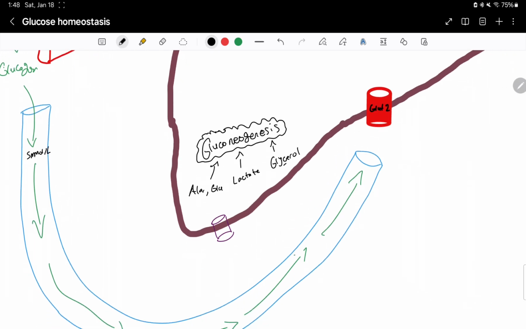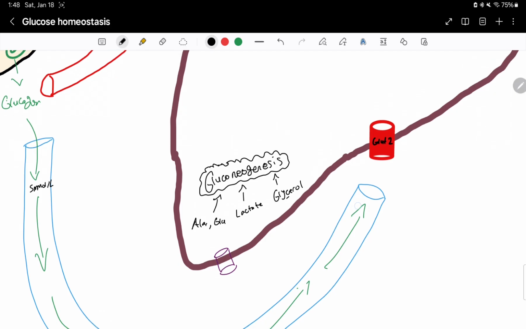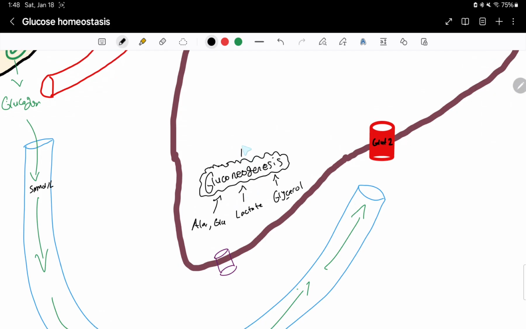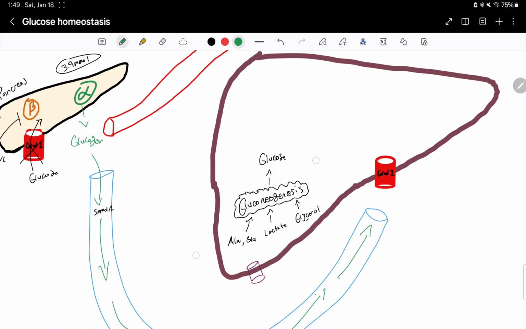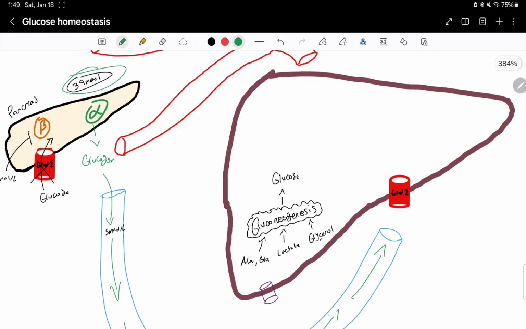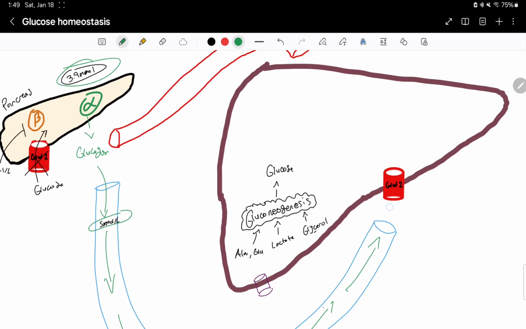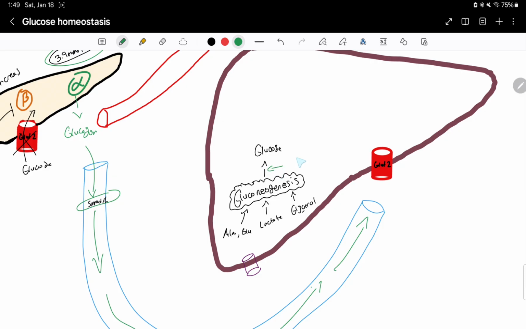That's what gluconeogenesis is. So taking these kinds of substrates, I can produce glucose. You know what glucagon does? Glucagon says, hey liver, currently the blood glucose level is at 3.9. I want it to be at 5.5. So I'm going to stimulate the liver to go through gluconeogenesis and make glucose.